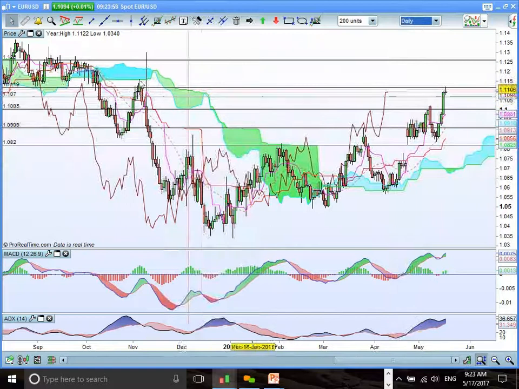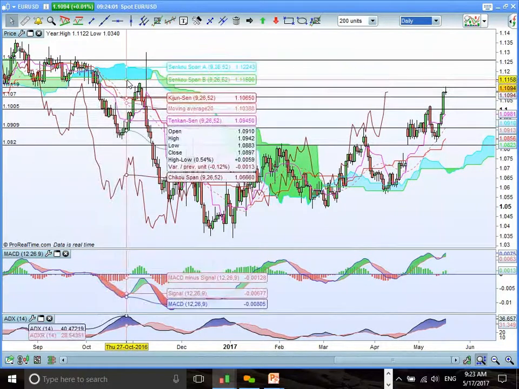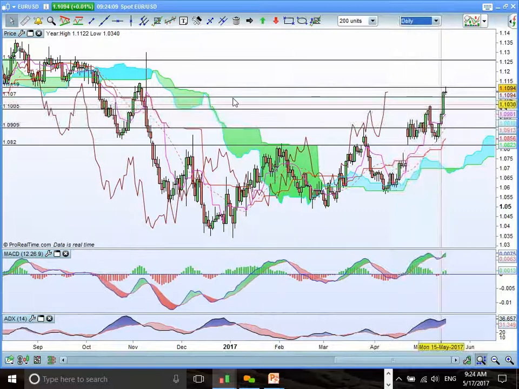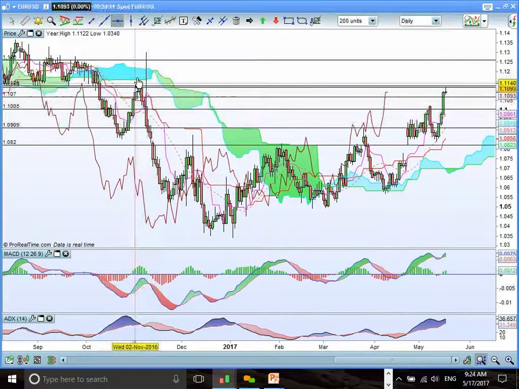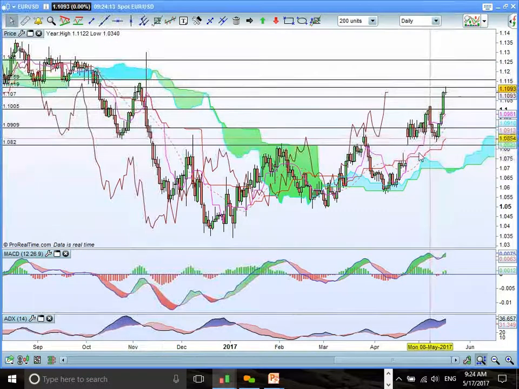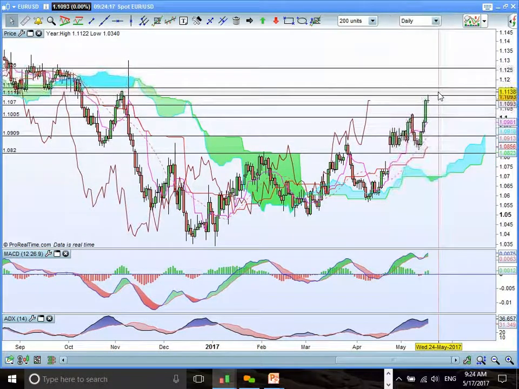We can see this resistance zone here at 111.58 is also a major cloud chart resistance zone. So we could see this rally meeting its match here in and around these 111, just below 112 level. So it's at a critical area.